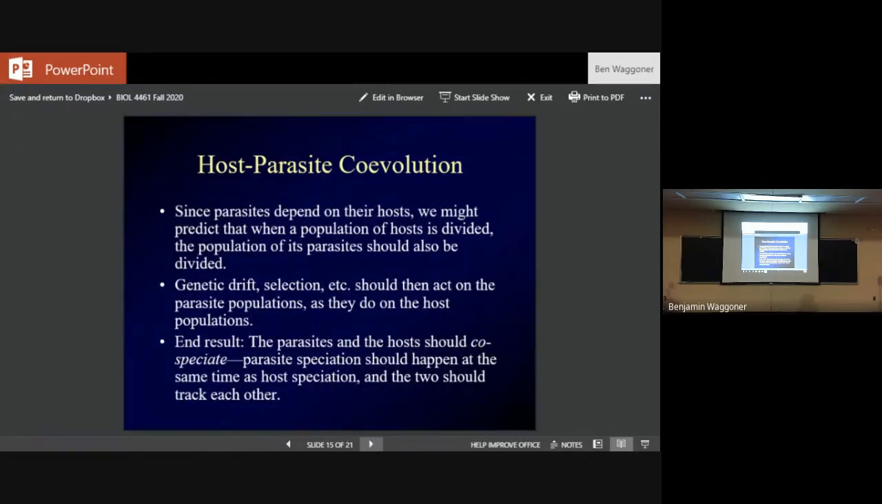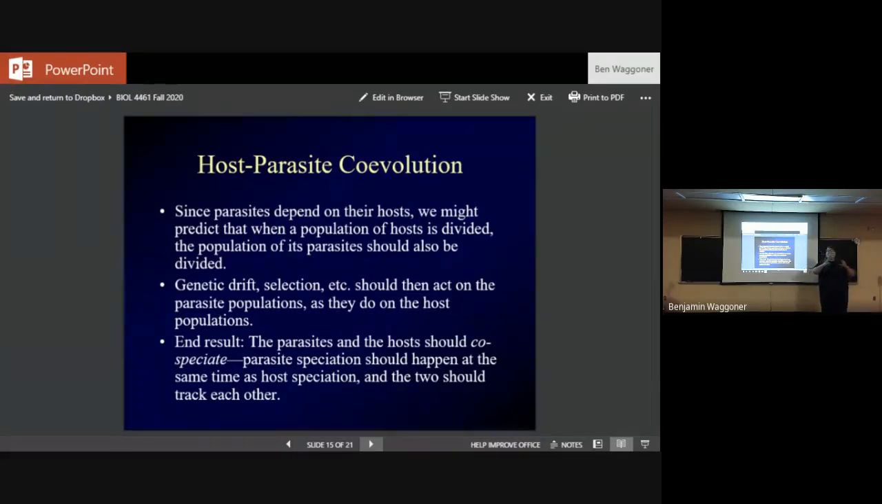Now here's the thing, if parasites depend on their host, you might predict that when a population of the host splits, then the population of parasites should also split. Let's say those South American finches have worms living in their guts. I assume that they do. And then a few of those South American finches get blown off course and end up in the Galapagos Islands. Well, not only is the bird population split, the worm in the bird population is split.